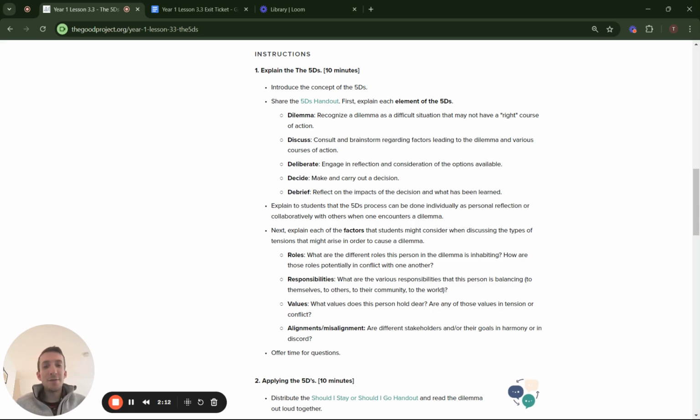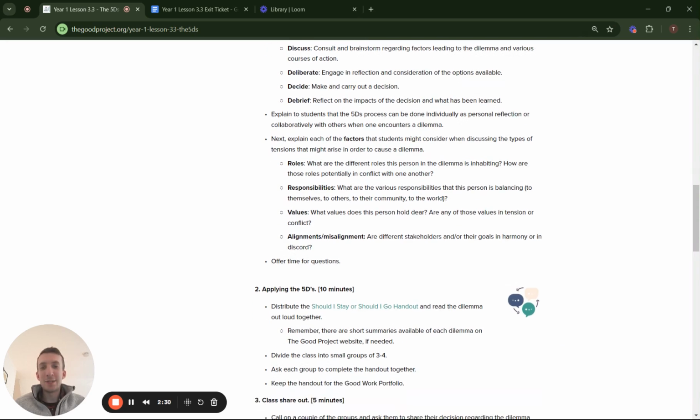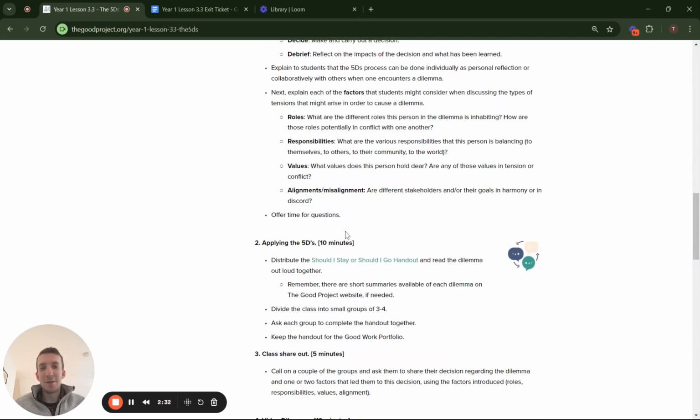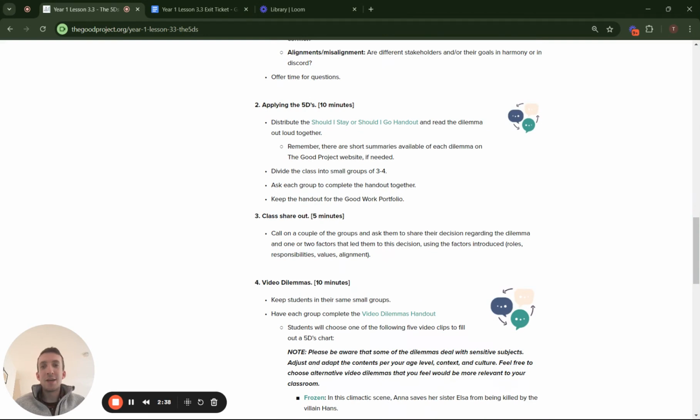And then talk about the factors, some of which I just mentioned, that might lead to a dilemma or might be involved in making a dilemma, particularly at these discuss and deliberate stages where you want to really be picking apart what's going on here, what's at the heart of a dilemma scenario. So roles, responsibilities, values, alignment, and misalignment, those should be familiar to you and your students based on doing the previous lessons. Then you will give students a chance to apply the 5Ds.